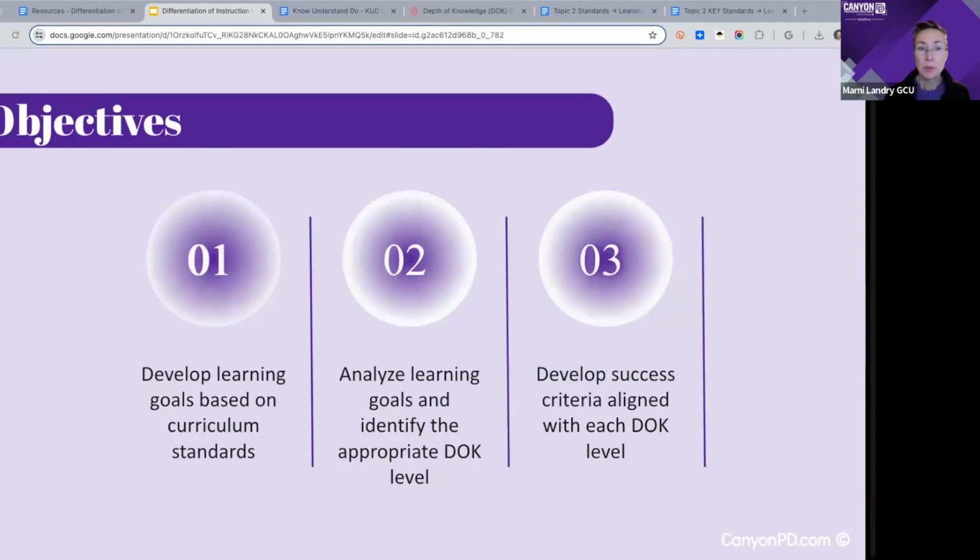The objectives for part 2 are to develop learning goals based on curricular standards, analyze those goals and identify the proper depth of knowledge, and develop success criteria that are aligned with each of those depth of knowledge levels within the learning goals. There's a lot going on there.